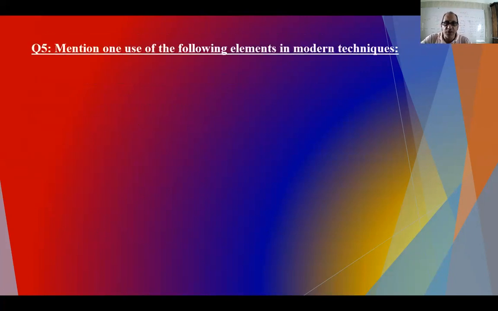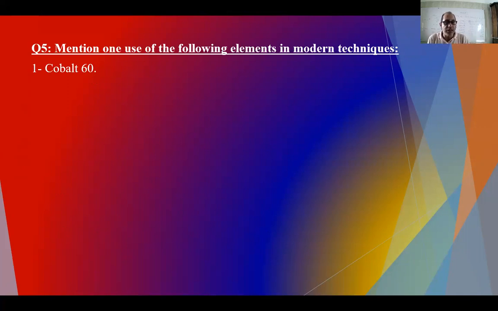Mention the uses of the following elements in modern techniques. Cobalt-60: we use cobalt-60 for food preservation because of its property of emitting gamma rays. What will happen if it emits gamma rays inside the food we are going to preserve? The gamma rays stop the reproduction of microbial cells. Microbes reproduce very fast, and this will spoil the food.